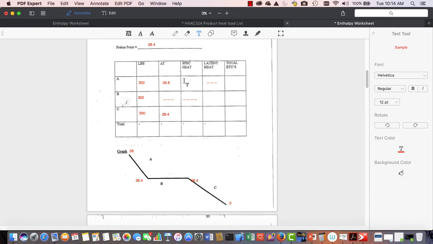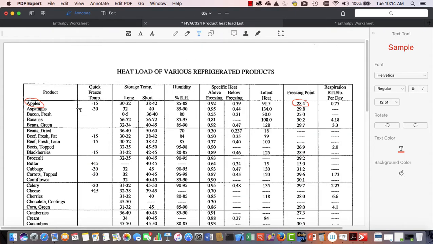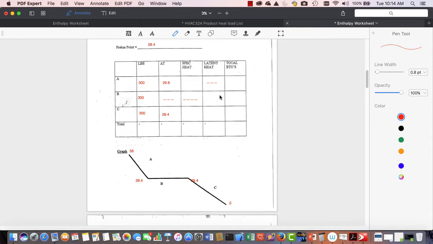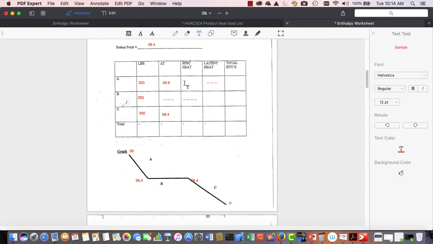Now, how many BTUs per pound of apples does it take to lower the temperature of apples 1 degree above freezing? If we come back to our product heat load list, product apples, my specific heat above freezing is 0.92, below freezing is 0.39. Let's go fill those numbers in. 0.92 above freezing, and then below freezing 0.38, I think it was, and we'll check that real quick. Sorry, 0.39. Let's go fix that. And again, I don't have any latent heat change here.